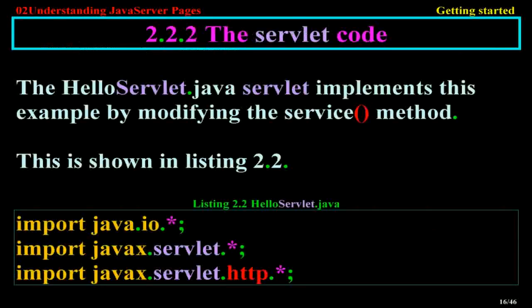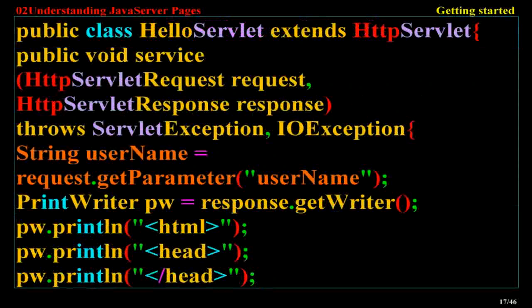2.2.2 The servlet code. The HelloServlet implements this example by modifying the service method. This is shown in listing 2.2. Listing 2.2 HelloServlet.java. import java.io.*; import javax.servlet.*; import javax.servlet.http.*; public class HelloServlet extends HttpServlet.